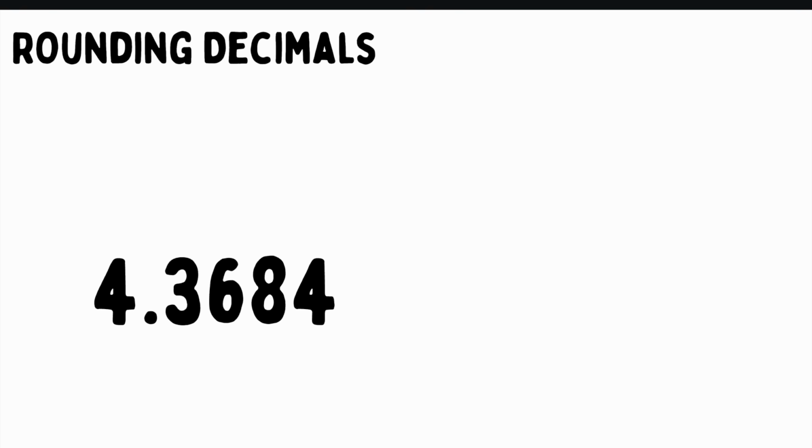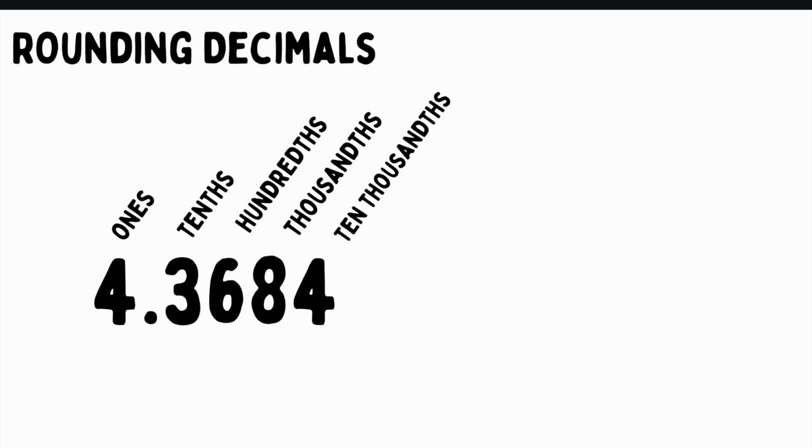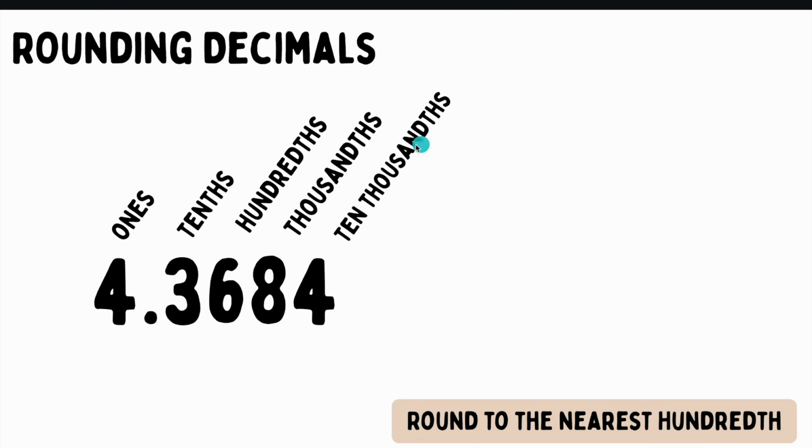Today we will be rounding decimals. We have 4 and 3,684 ten thousandths, or we can say 4.3684. And we need to round to the nearest hundredth. We're going to be focusing on the digit in the hundredths place, which is a 6. In order to round to the nearest hundredth, we need to look at the digit in the thousandths place.